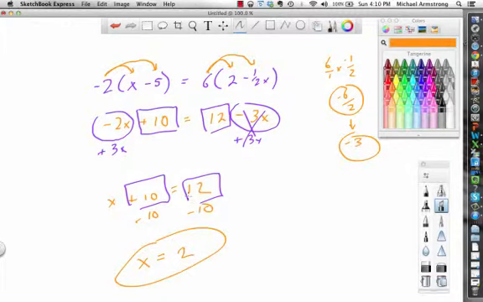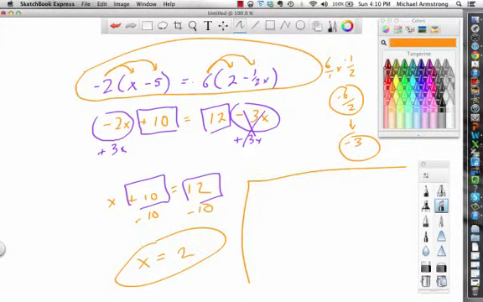It's not a bad idea to redo the problem, but put the 2 in. So we're going to put the 2 into the problem. Everywhere you see an x, we're going to write a 2. So it's negative 2 times the quantity 2 minus 5, and 6 times the quantity 2 minus 1/2 x, but x is 2, so it's 1/2 times 2. Then we go through and we solve this.